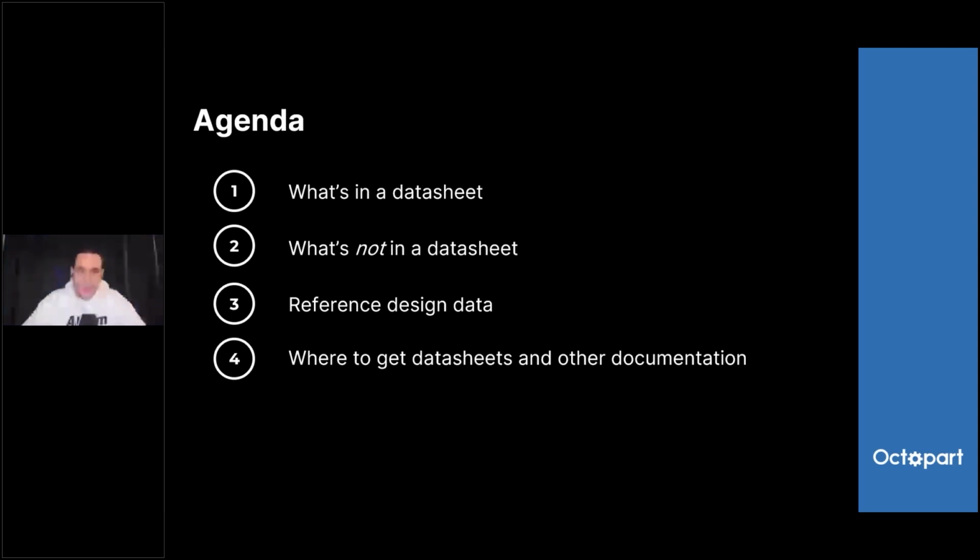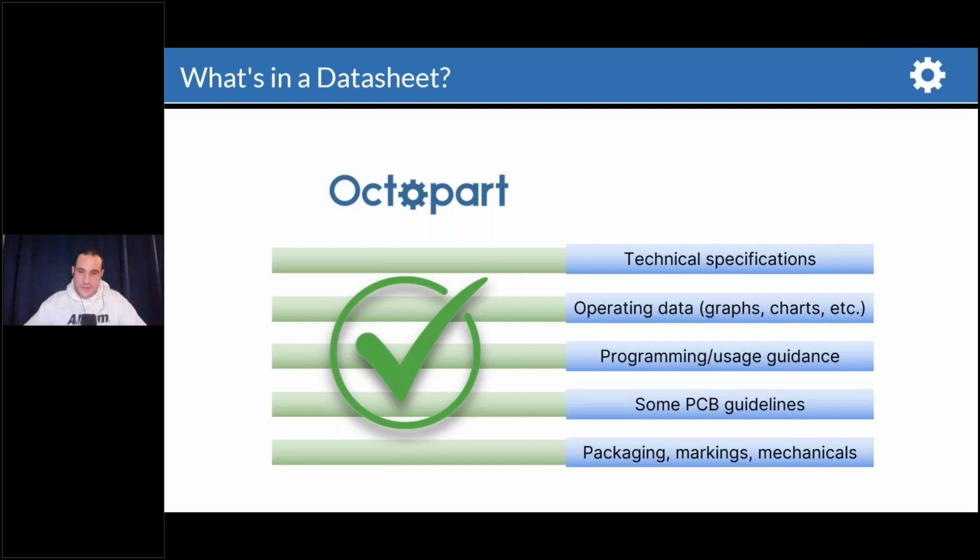So first, what is in a data sheet? Now, most engineers, even new engineers, are pretty familiar with data sheets because these are going to be your first stop for technical specifications on a component that you're considering using. So we have technical specifications, both electrical and operating specifications, as well as some mechanical specifications. You also have things like operating data, which are generally based on either simulation or measurement. Obviously, measurement is much more common. Those operating data come in graphs, charts, tables, things like this.